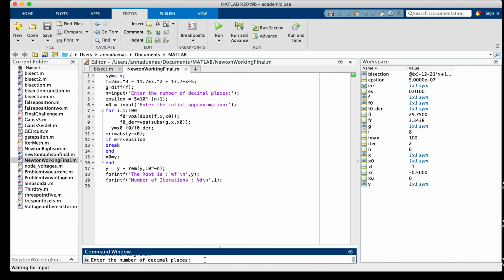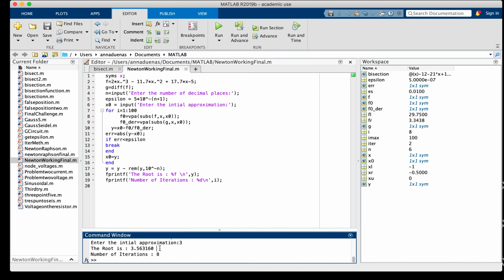So it's going to ask to enter the number of decimal places, like how precise we want the answer to be. I'm just going to go ahead and put 6, not a big deal. The initial guess of this problem is 3, which is given by the book. And then it gives us the answer, which is right here. The root is 3.56.